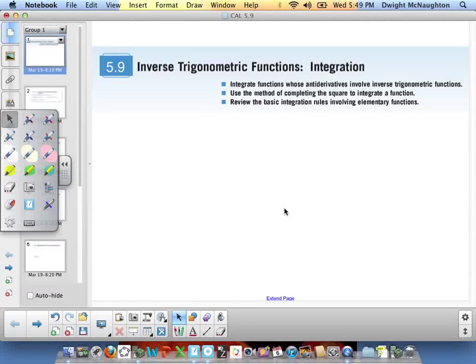Chapter 5.9, Inverse Trigonometric Functions Integration. Yesterday, we saw how to take the derivative of an inverse trig function. So arcsine, arcsecant, arccosine, arccosecant, arctangent, arccotangent. We took the derivatives. Well, today we're going to start with the derivatives and see how to work backwards.